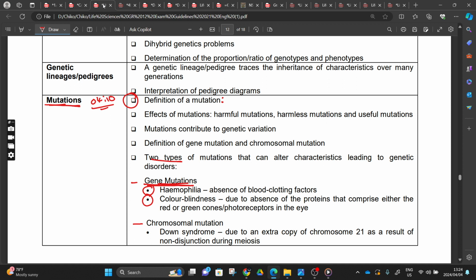Why? Because mutation is a sudden change, guys. Mutation is a sudden change. This change is just happening suddenly. It's a sudden change in a genetic makeup, or you can say genetic composition, right? Composition or structure, right?